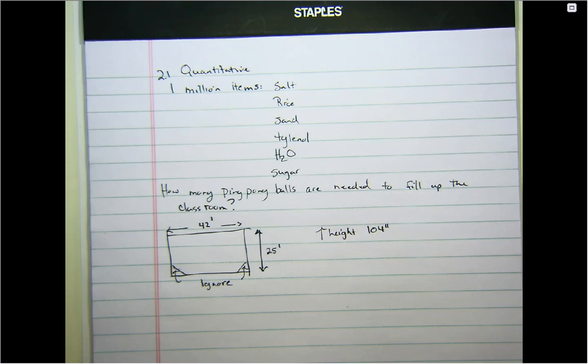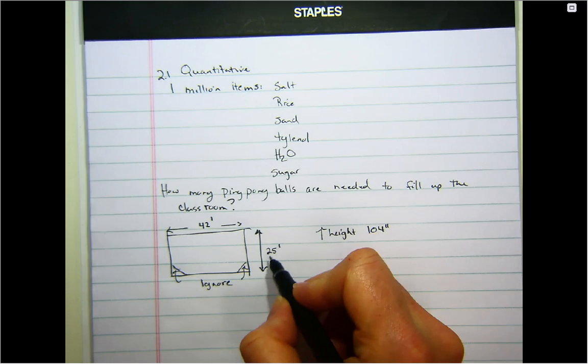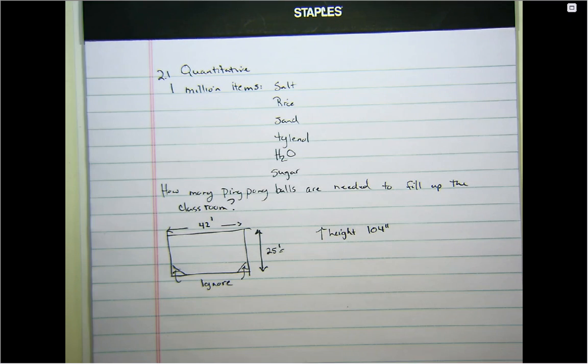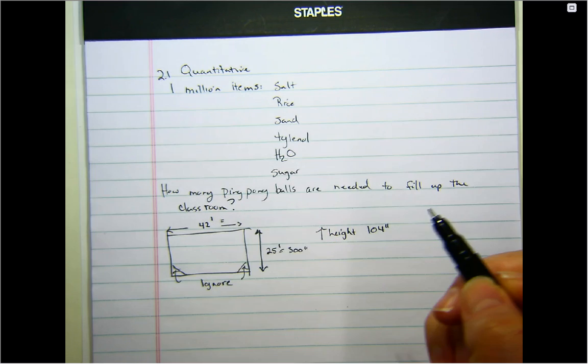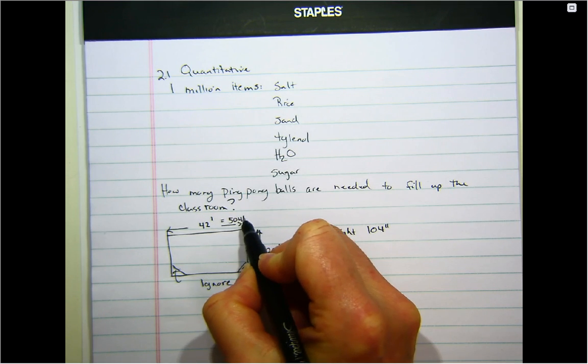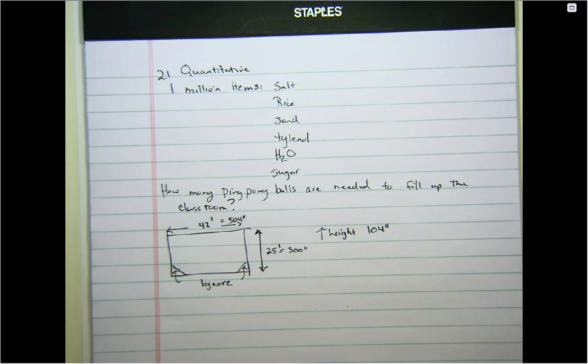Okay, so when we're measuring, we want to have all the same units. So let's switch all of our feet into inches. So 25 feet times 12, how many inches would that be? 300. Thank you. How many inches was 42 feet? 504. Anybody else get 504? Okay, good. I always look to confirm these things. Otherwise, I'll get an email later saying I was wrong.